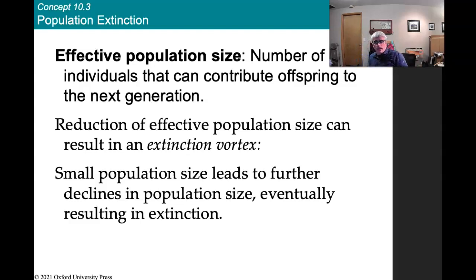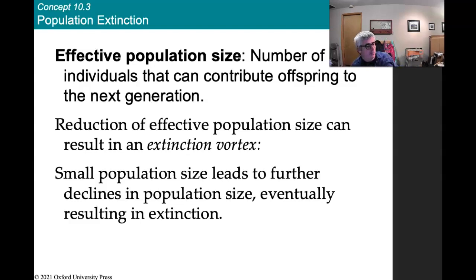Effective population size. You can imagine doing a census and counting up all of the people in Whatcom County. That number does not equal the effective population size. The effective population size is the number of individuals that can contribute offspring to the next generation.